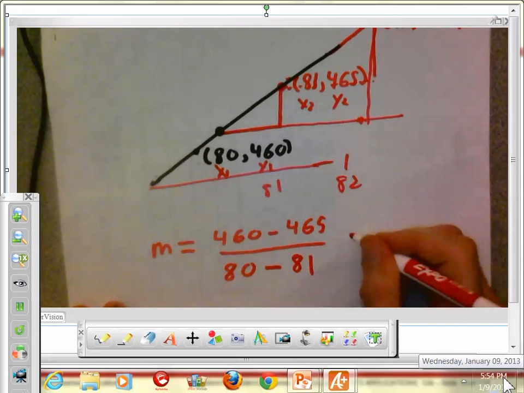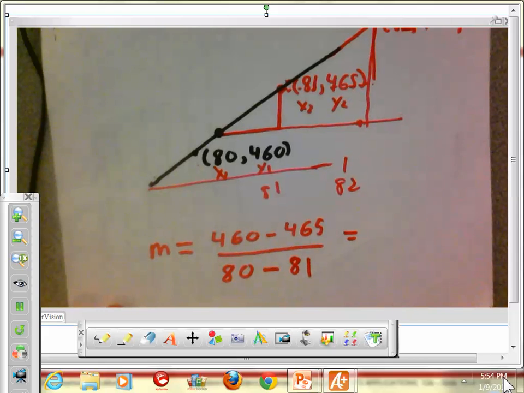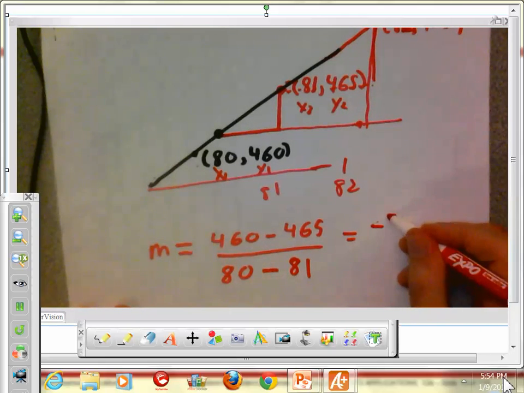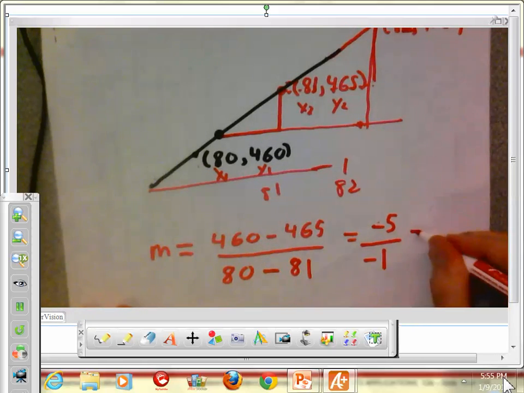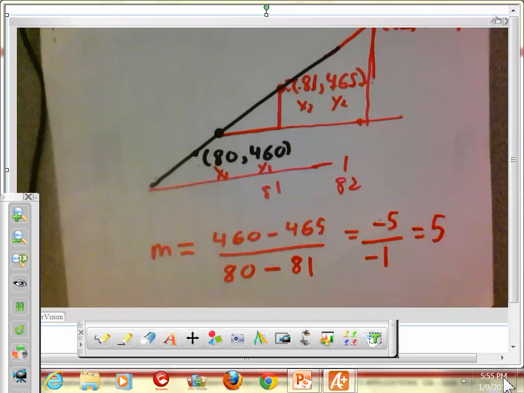And this is just going to be equal to 460 minus 465, which is negative 5, and 80 minus 81 is going to be negative 1. And a negative divided by a negative is a positive, and you see we wind up with the slope back as 5, which is what we expect, right?